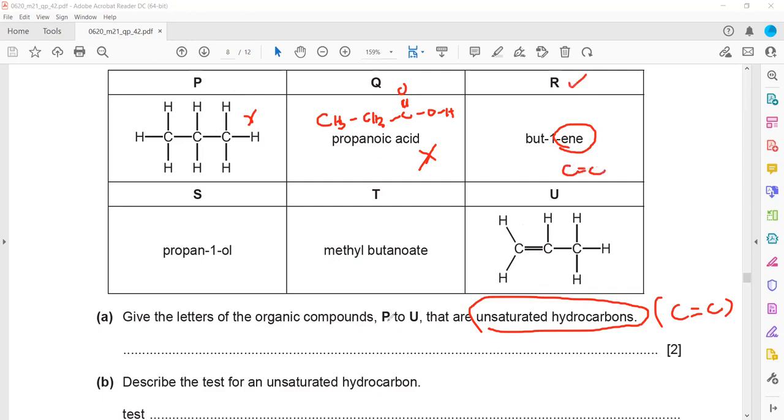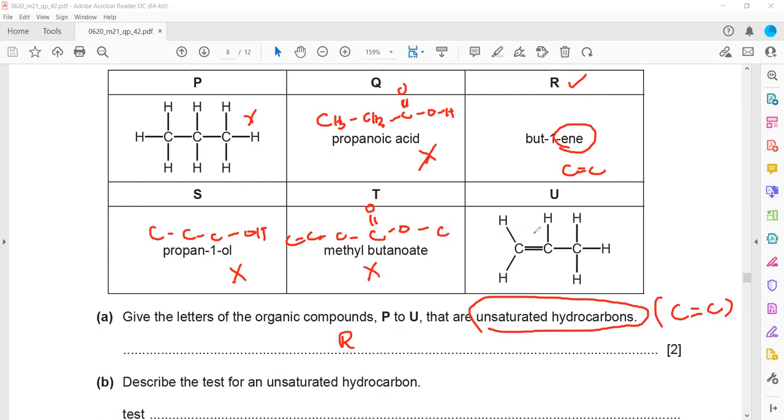So R is unsaturated. Then propan-1-ol. Propan-1-ol means 3 carbon atoms and OH is attached to the first carbon, but there is no double bond. Methyl butanoate is an ester which contains C double bonded with O. On one side 1 carbon is attached and on the other side 4 carbons are there. So that also does not contain any carbon-carbon double bond. There is a carbon and oxygen double bond, but not a carbon-carbon double bond.